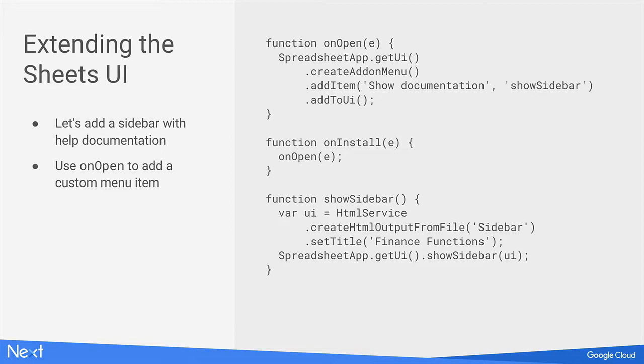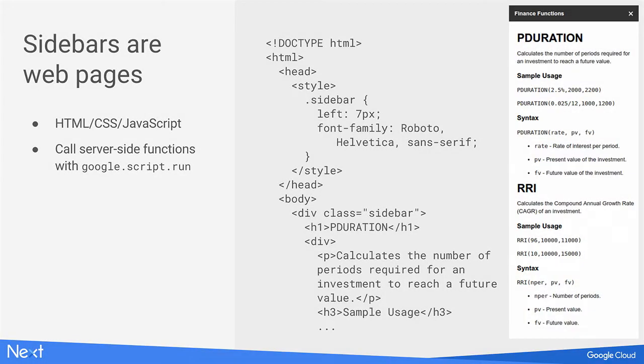So what does that help page look like? It's just a web page. So building sidebars is easy if you're already familiar with the basic web technologies like HTML, CSS, and JavaScript. And you can call server-side functions in Apps Script from your sidebar client code by using the API google.script.run.